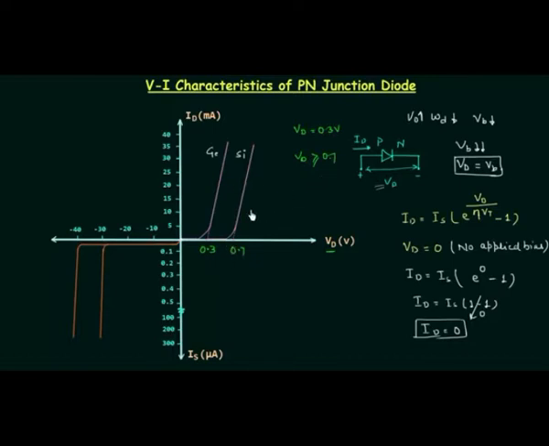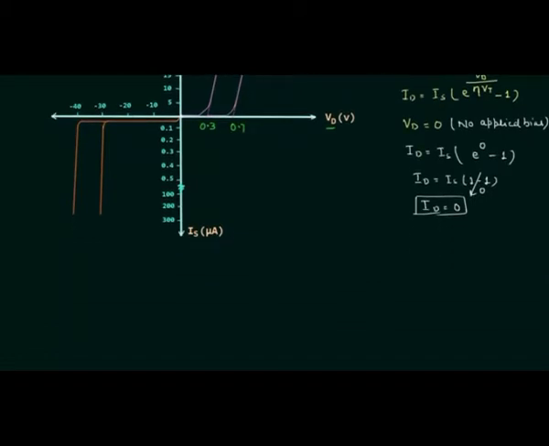So this is all for VI characteristics in case of forward bias condition. Now we will move to reverse bias condition. In reverse bias, the positive terminal of the battery is connected to the N side and the negative terminal of the battery is connected to the P side. So first I will make the circuit. This is the symbol of diode. We will connect P side to the negative potential and N side to the positive potential, and the voltage across the diode is VD.